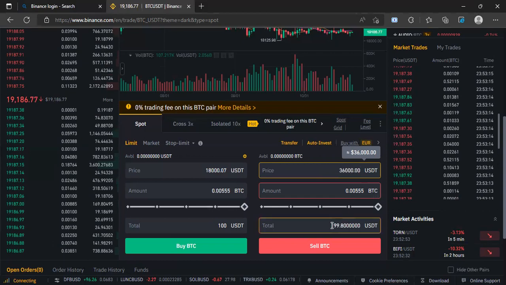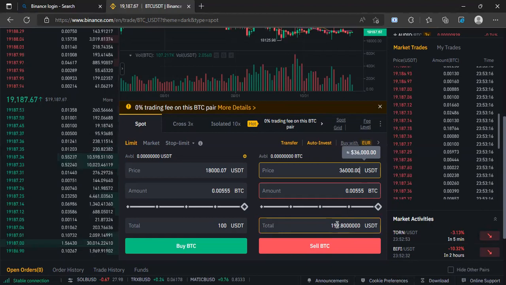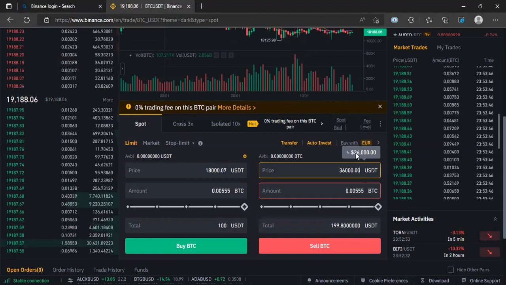Oh, that's like 199. Is it me or I'm not seeing it change? Yeah, it's showing. I don't know. I think the network is messing up again. But I think I inputted the price and it's like $199.8 worth of BTC. All right. Oh yeah, now it's showing. I don't know why it was not showing.